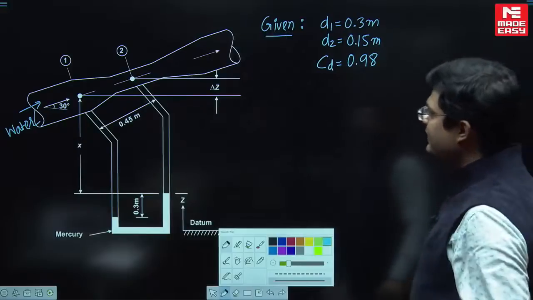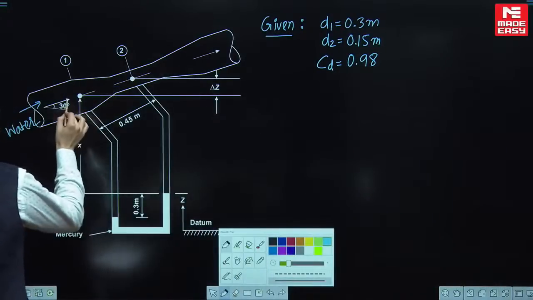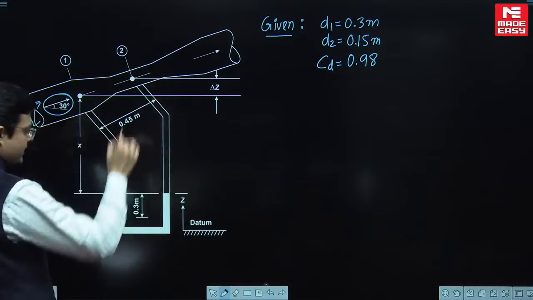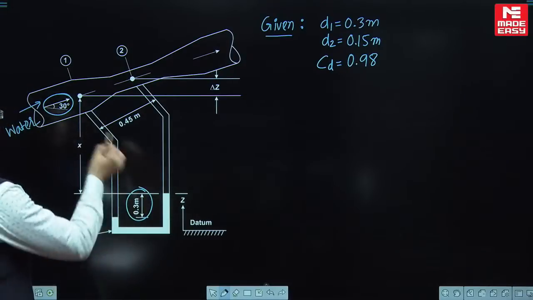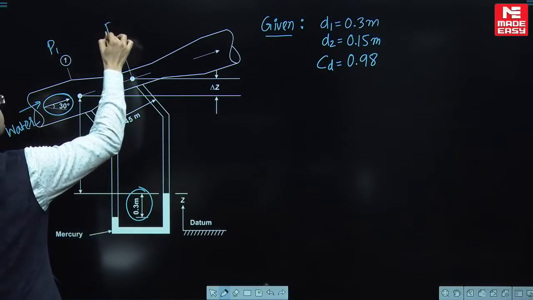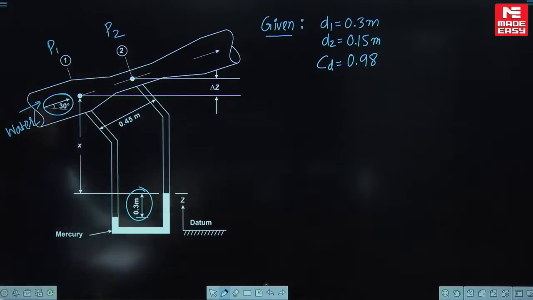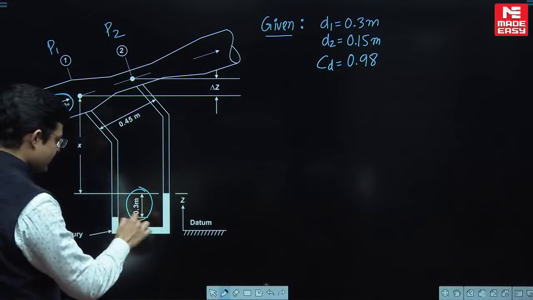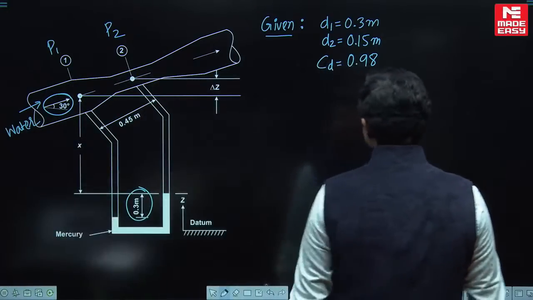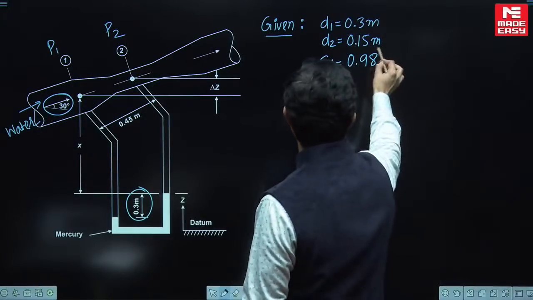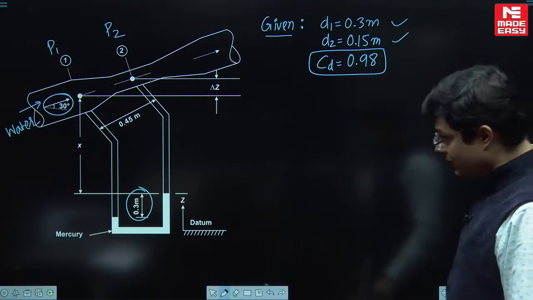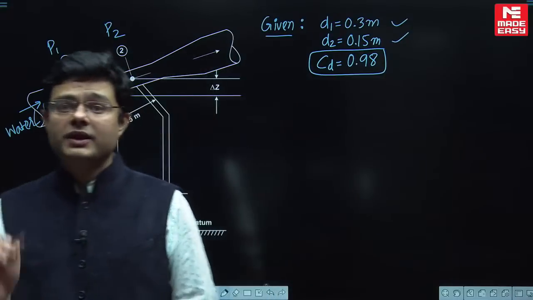Water is flowing through this Venturi meter, which is inclined at an angle of 30 degrees, and it is connected to this manometer. This is 1, this is 2. P1 will be greater than P2 because it is a converging section, everybody knows. So there is a deflection of 0.3 meter in this manometer, and this is mercury. CD is also given, D1 is given, D2 is given. He is asking you to find out the discharge.